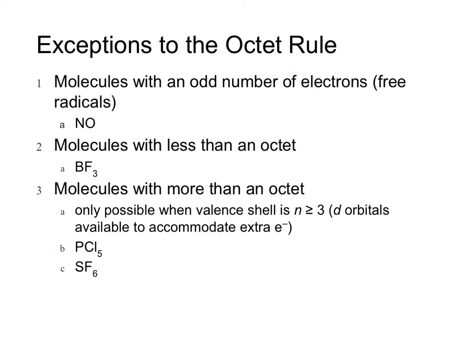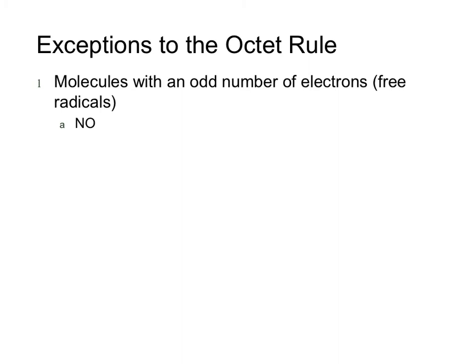This is only possible, though, when the valence shell is going to be n equals 3 or larger. Another way to think of it is that it's only going to be phosphorus atoms or bigger that can have what we call an expanded octet. Because in these instances, the d orbitals can actually come into play to help us accommodate these extra electrons. And so let's look at some examples.